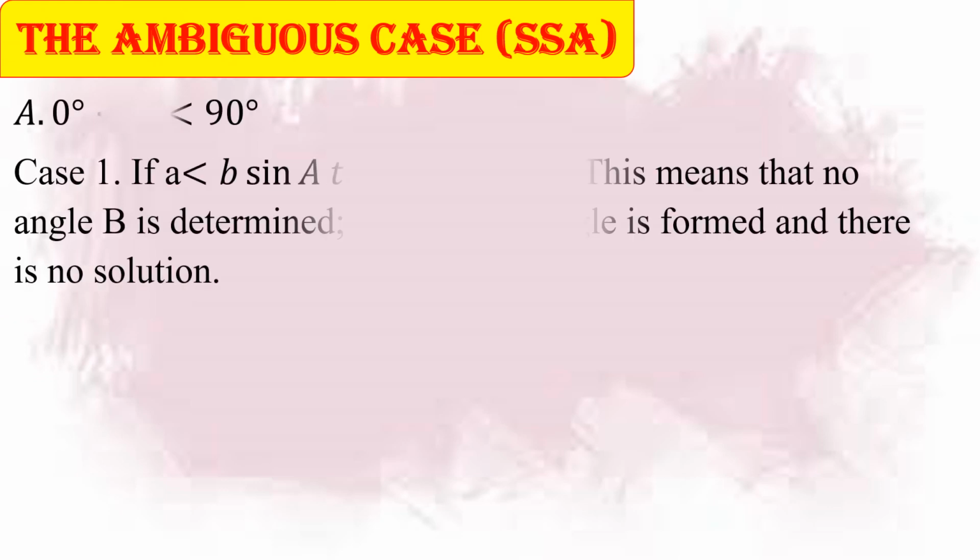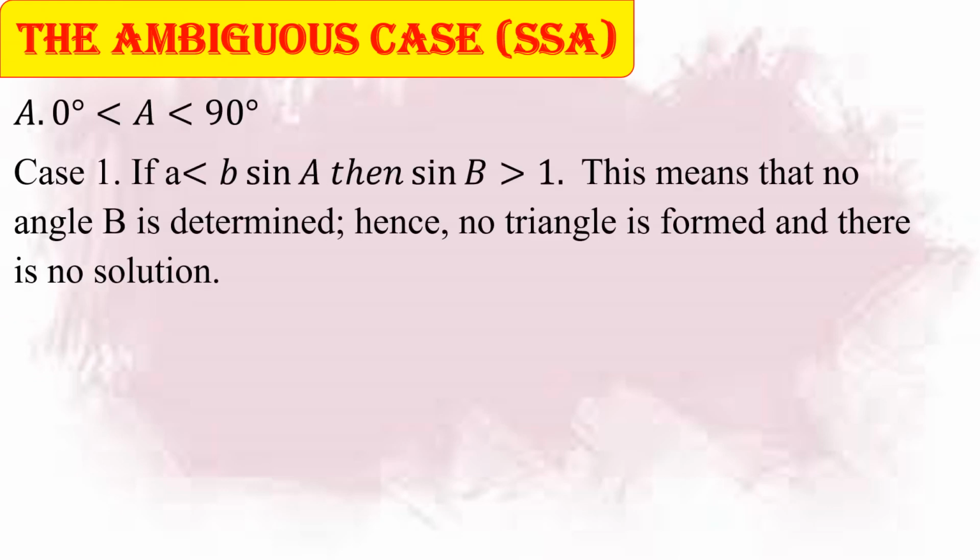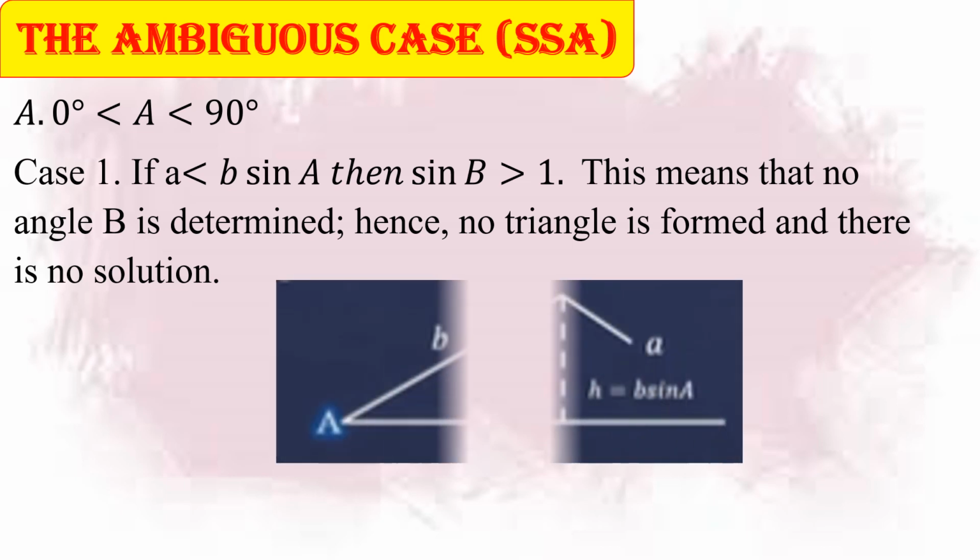Here are the cases for the ambiguous case. Letter A: A is greater than 0 degrees and less than 90 degrees. Case number 1: if A is less than B sine A, then sine B is greater than 1. This means that no angle B is determined, hence no triangle is formed, and there is no solution.